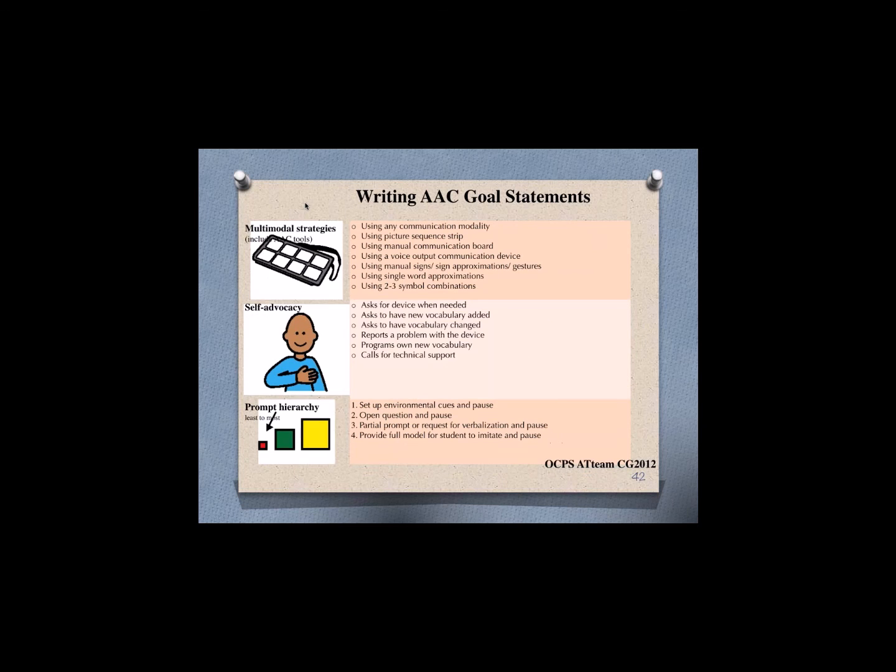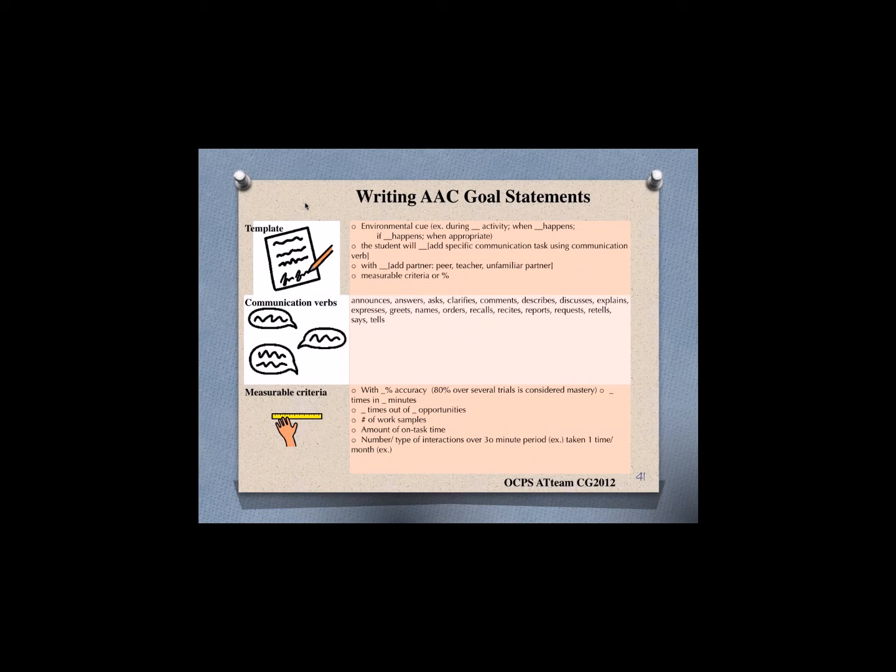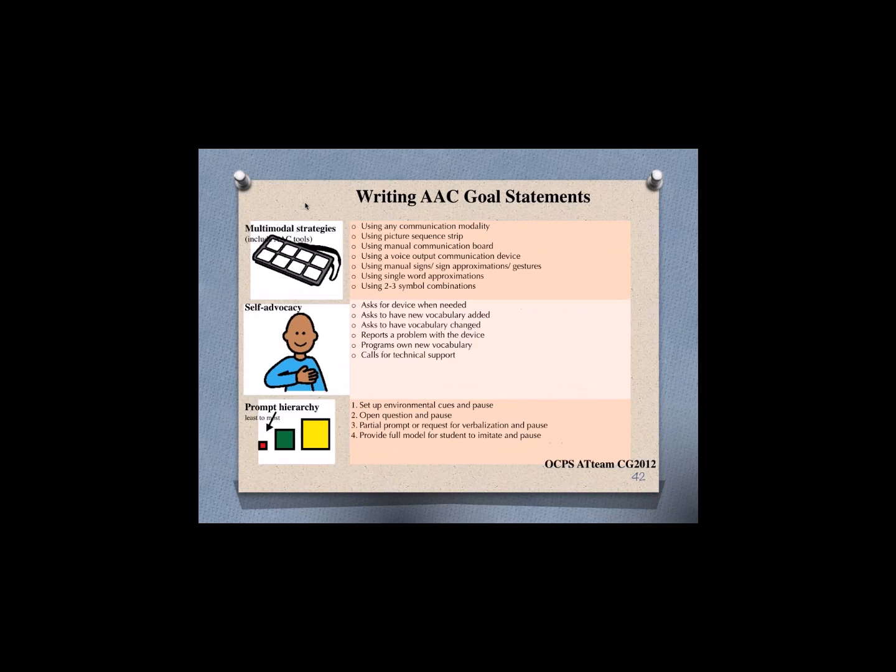It's got a whole variety of ways in which, here's sort of a template, almost like a sentence frame, for what the goal can look like. Here are some of the words we can talk about so that we're not just saying they'll use their system, but they're going to use their system to announce or greet or name or recall or recite, and really make sure that we're making interesting goals. There's samples about how to ensure you're using really measurable criteria and that we're not getting too caught up in that 90% accuracy over 900 trials kind of language that's so easy to get stuck with.